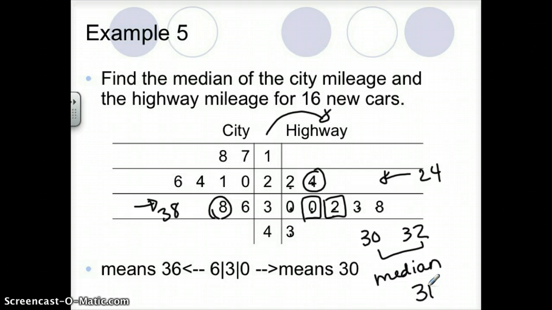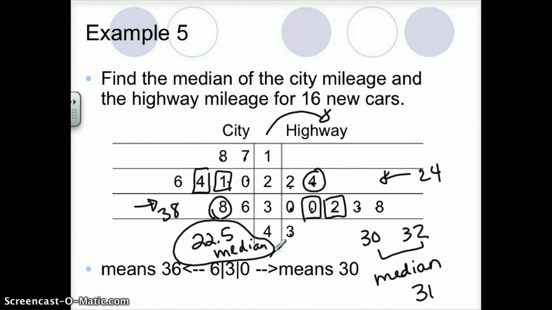If I'm trying to find my median for city, it's 1, 2, 3, 4, 5, 6, 7, 8 cars again. So I'm going to go halfway between the 4th and the 5th. So I'm going to go 1, 2, 3, 4. Here's the 4th. Here's the 5th. It looks like halfway between 21 and 24. It looks like 22.5 is my median here. Median for city. So you can see that cars in general tend to get better gas mileage on a highway because they aren't having to stop.